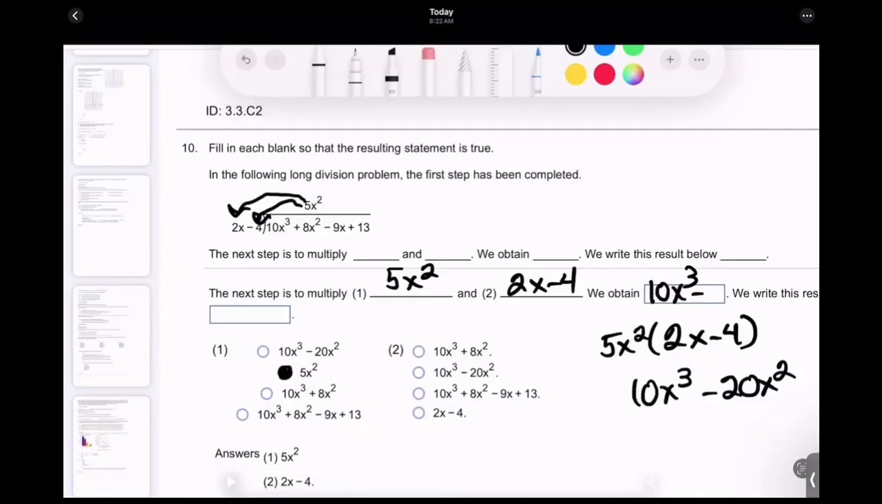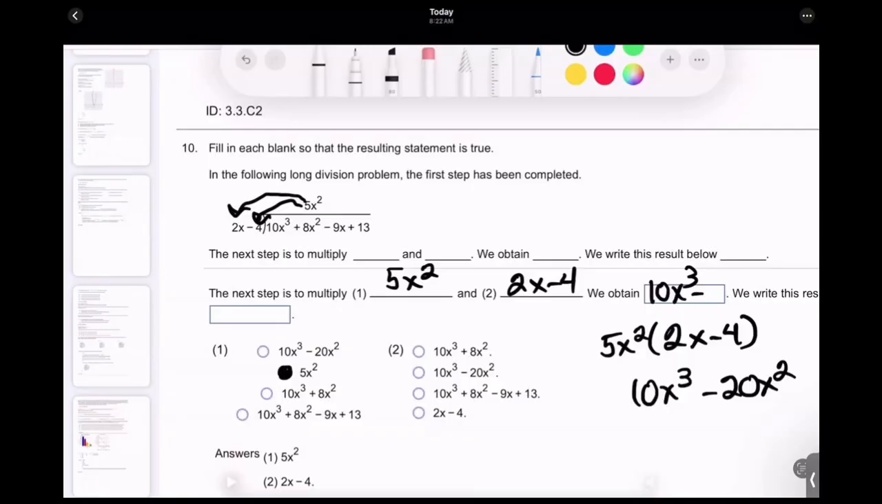Okay? So what it's asking you is what do you do next? I think you're supposed to be writing this result underneath this right here. So I'm again going a little further than I have to. So what it's asking you is where do you write it? And you write it underneath this right here. So whatever yours is, what your answer is.